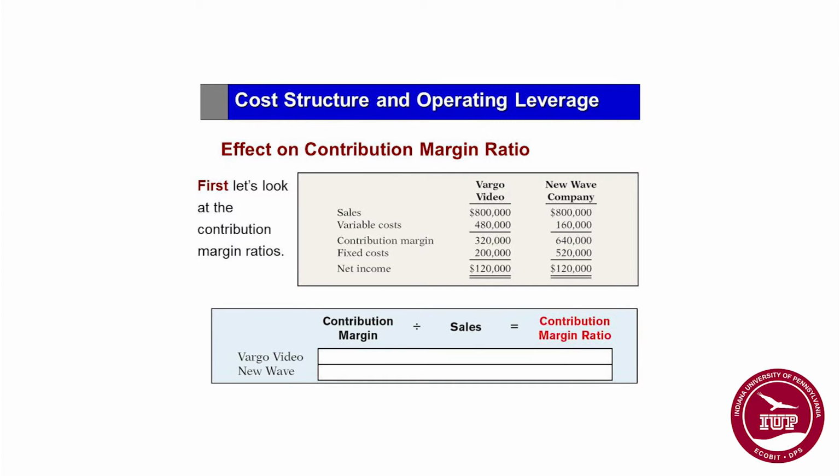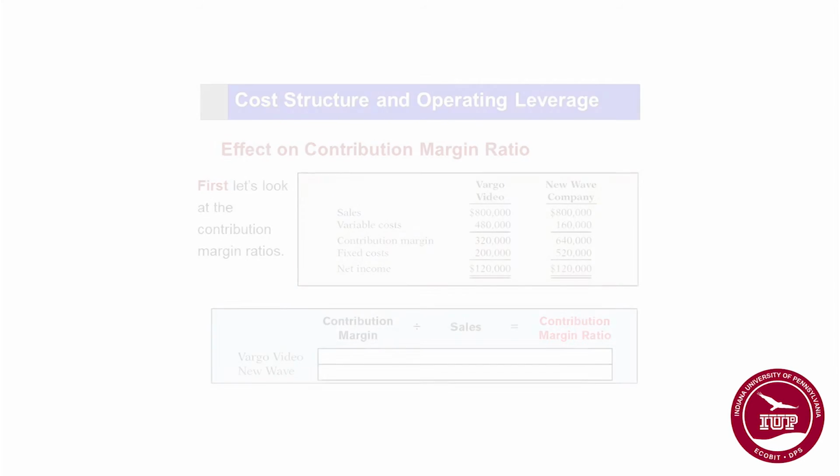$320,000 and $640,000. If you look at the contribution margin ratio, Vargo Video has a contribution margin ratio of 40% versus 80% for New Wave, because their variable cost was lower. So it is contributing more per unit for New Wave as opposed to Vargo Video. For every dollar of sales, at New Wave you're getting a contribution margin of 80 cents versus 40 cents.